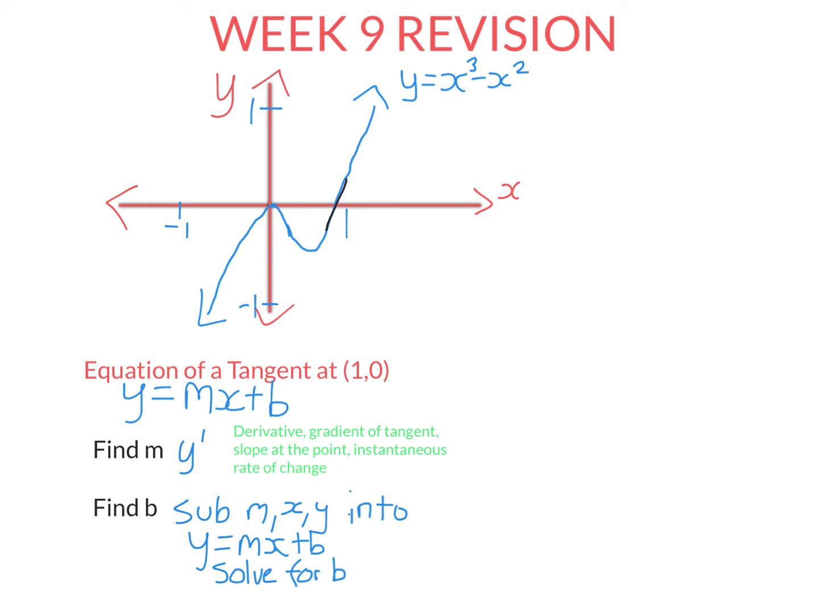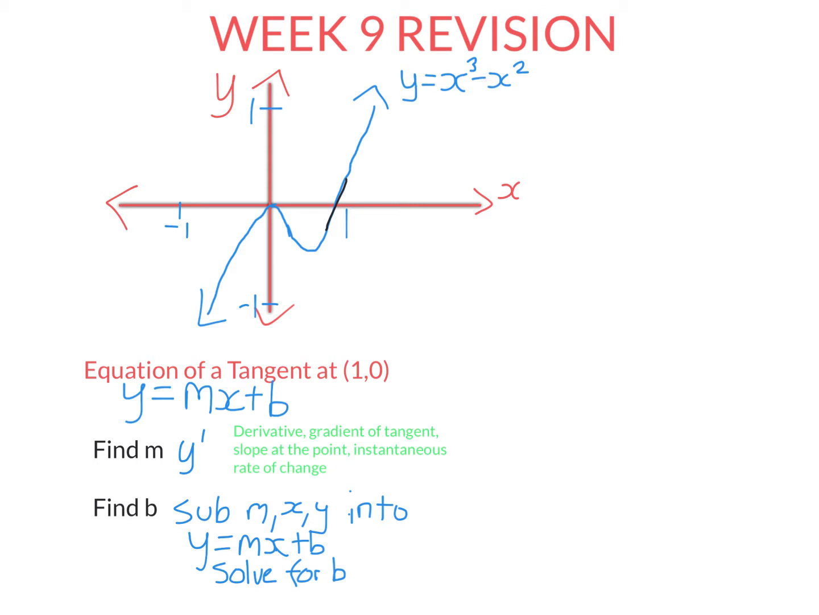So to calculate the gradient or slope of a tangent, we just find the value of the derivative, y dash, at the point. After we've done that, we sub m, x and y into this equation here and solve for b, and then we will have our equation.